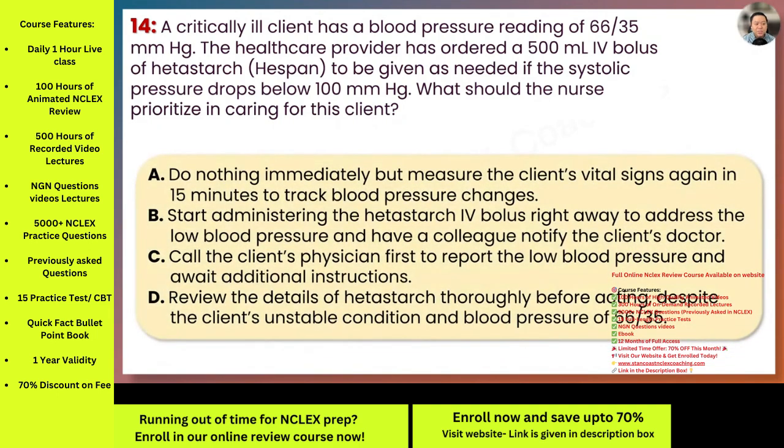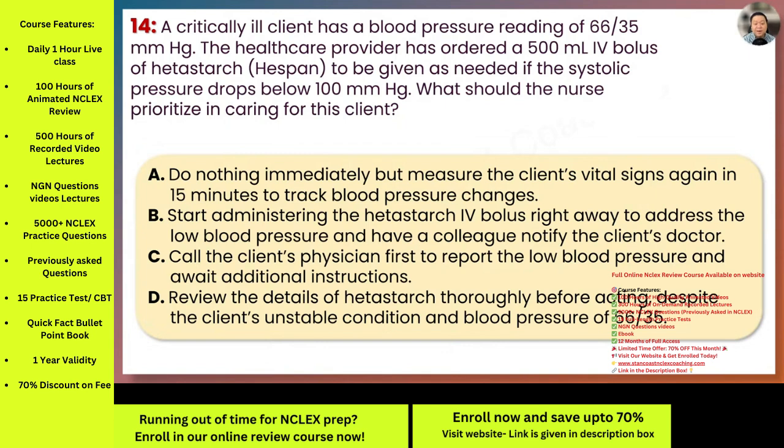Options: A, do nothing immediately but measure the client's vital signs again in 15 minutes to track blood pressure changes. B, start administering the Discharge IV bolus right away to address the low blood pressure and have a colleague notify the client's doctor. C, call the client's physician first to report the low blood pressure and await additional instructions. D, review the details of Discharge thoroughly before acting despite the client's unstable condition and blood pressure of 66/35.